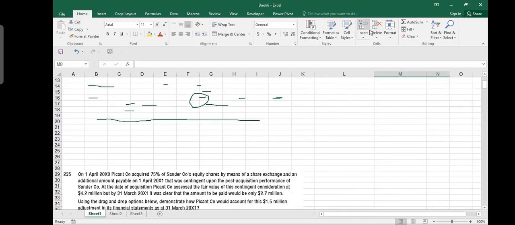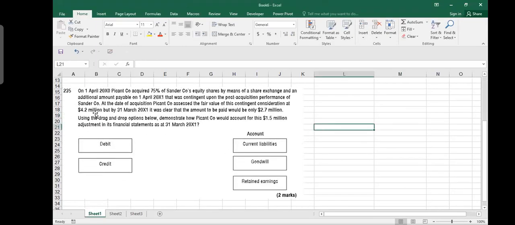Okay, now let's do the next question, number 235. It says that on 1st April 2000, Pecan company acquired 75% of Senders equity shares by means of a share exchange and an additional amount payable on 1st April 2001, which means 1 year later.